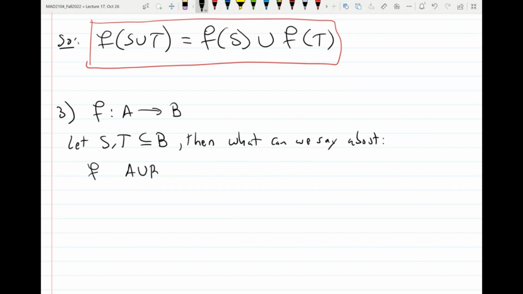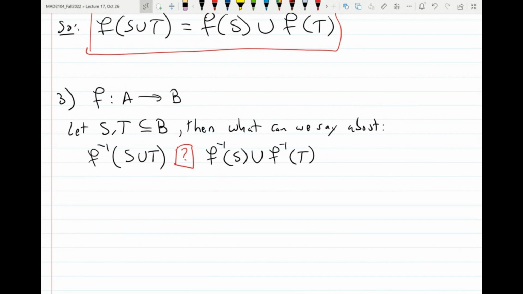So again, you can consider the union of S and T. That will be a subset of B. You can pull it back to A. So what can we say about this? Pull back S first, pull back T, and then collect them in A. Here what we're doing is we're collecting them in B, and then pulling the entire thing back to A. Here we're pulling back a piece, pull back S, pull back T, and then collect them together in A. The question is, do we get the same thing? Doesn't really matter when you collect.